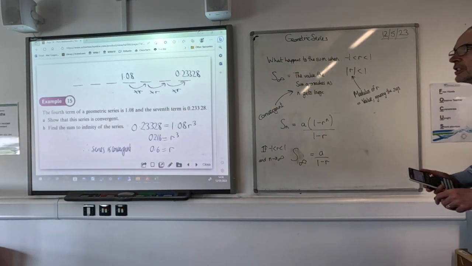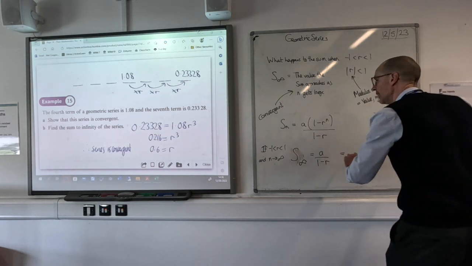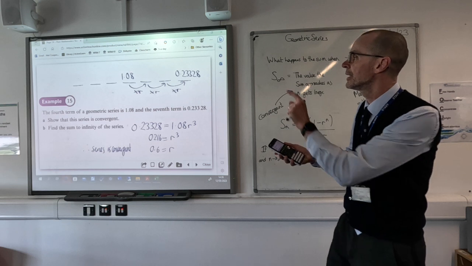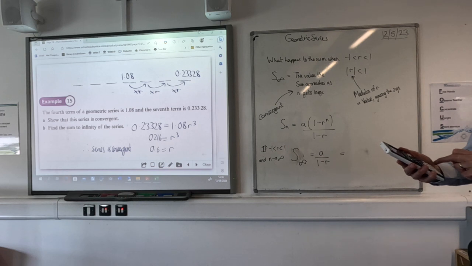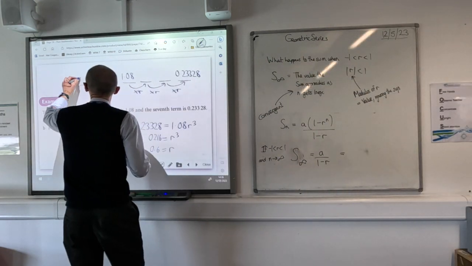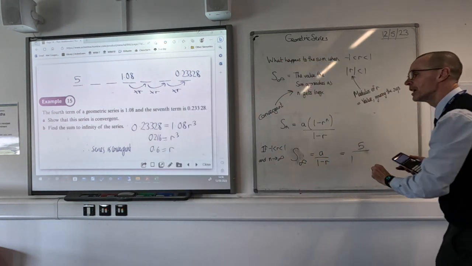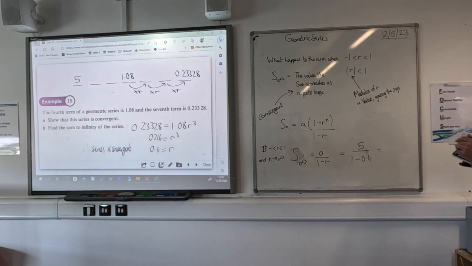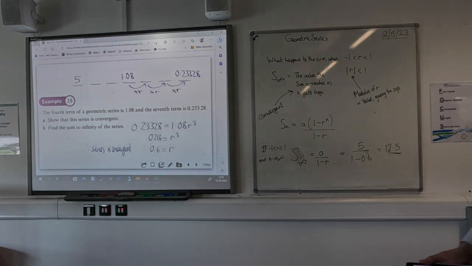So I've shown the series is convergent. So that means that I can use this formula here. I don't yet know the first term, so I need to do 1.08 divided by r cubed. So I divided by 0.6 cubed. So that's 5. My first term is 5. So it's 5 divided by 1 minus 0.6. 12.5. Bingo bango. Right, we will leave it there.